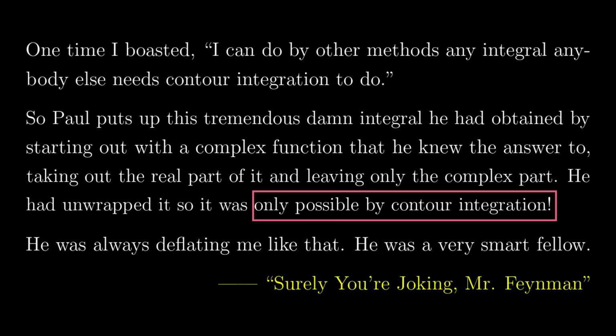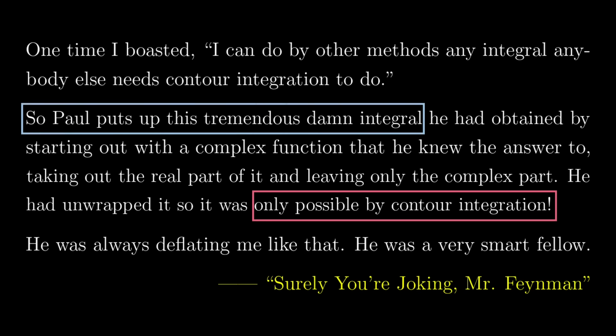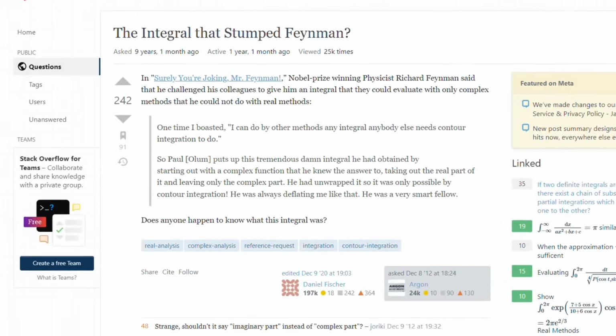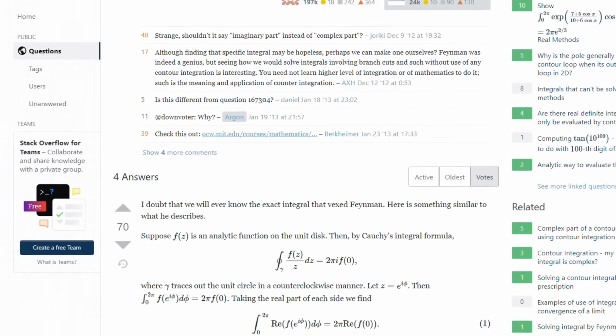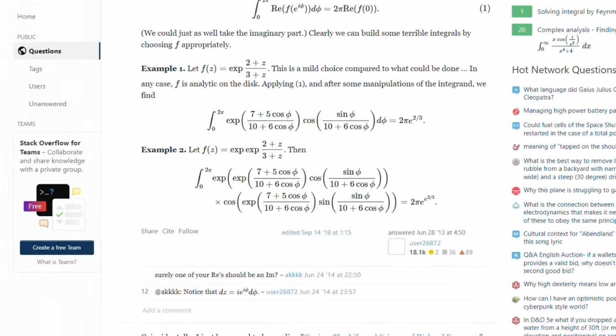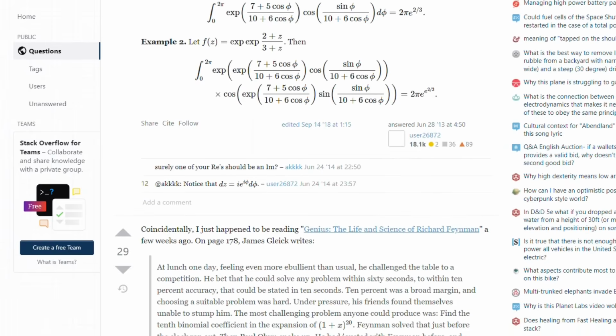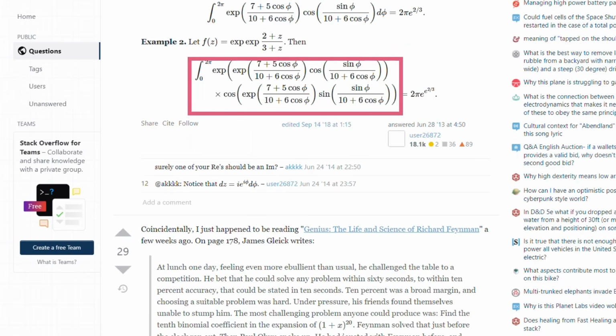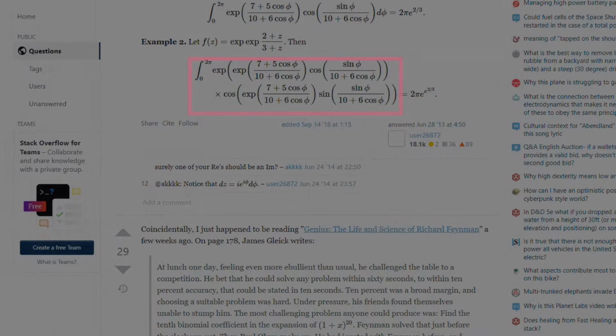Now, nobody actually knows which integral he is talking about, but there is a nice thread on Stack Exchange that tries to create one anyway. The idea behind is not actually difficult, just using Cauchy's integral formula, but it creates really scary looking integrals which could definitely have stumped Feynman. But there can be some other real integrals that are easier to compute using complex analysis.